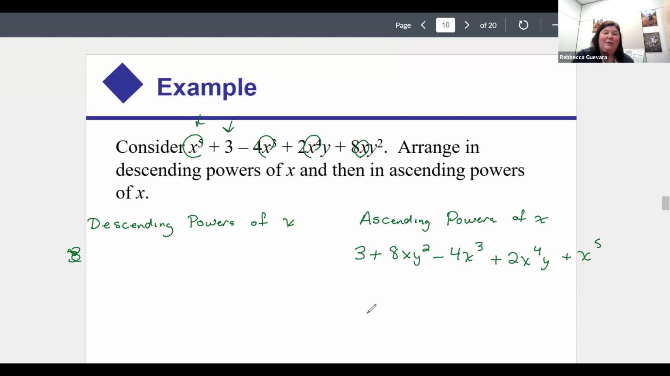Now, if I want to do descending powers, I just write these all backwards. My highest power is x to the fifth, then my next is x to the fourth, so I have 2x to the fourth y. And then my next highest with x to the third, so minus 4x cubed. We don't have an x squared, so my next is x, so 8xy squared, and then my constant is the last one.